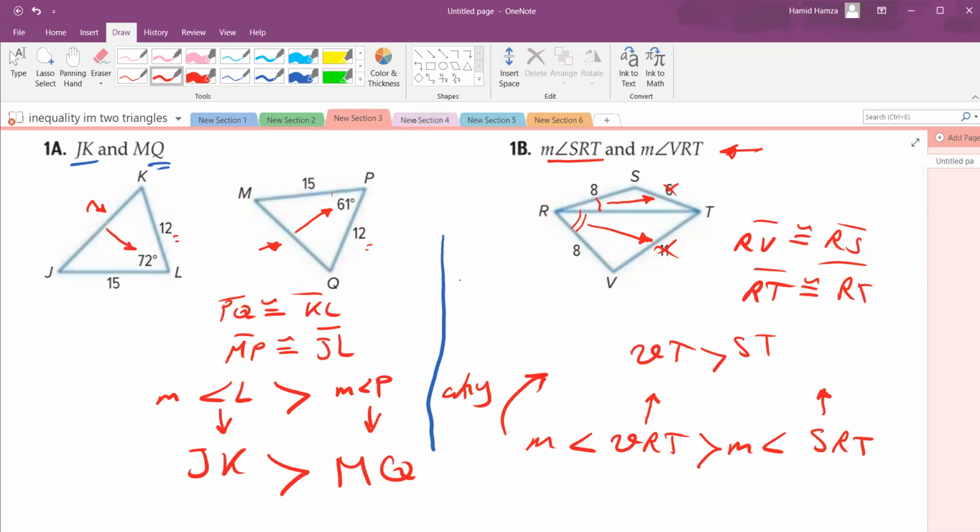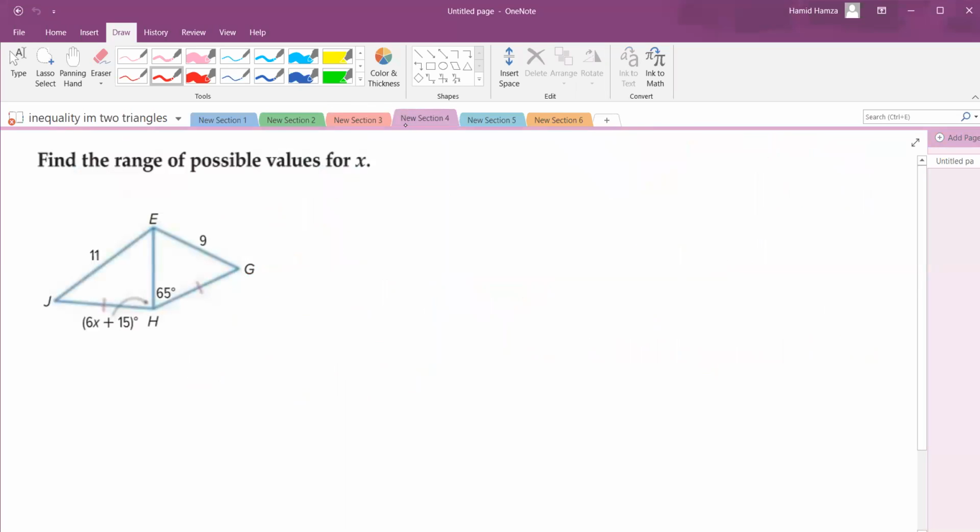Any questions, guys? No, Miss. Thank you, Mister. So the second one, guys, we wanted to find range. Range means we wanted to write an inequality, right? What inequality? Find range of possible values of x. So you must figure out whether x is written on a side or an angle. So x on a side or angle, guys.